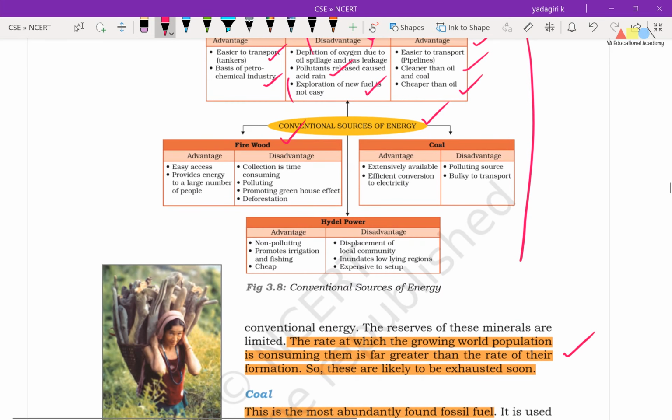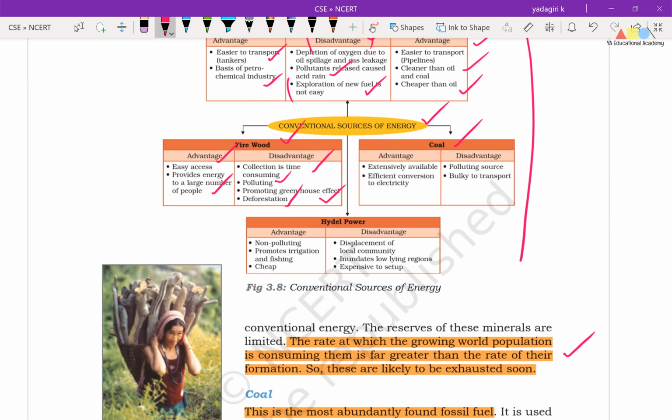Okay friends, about firewood, the advantages are easy access, and it provides energy to a large number of people. And when it comes to disadvantages, collecting is time consuming, the use of firewood is polluting, and it promotes the greenhouse effect. So the burning of firewood results in production of greenhouse gases, and it results in the greenhouse effect. And similarly, deforestation, we all know the problems associated with the deforestation process.